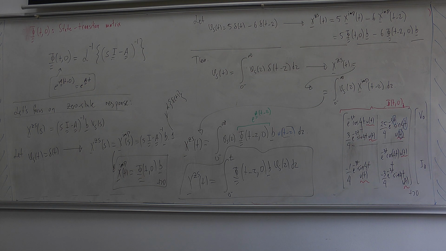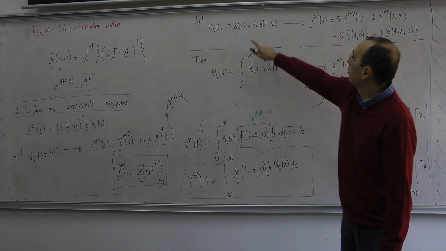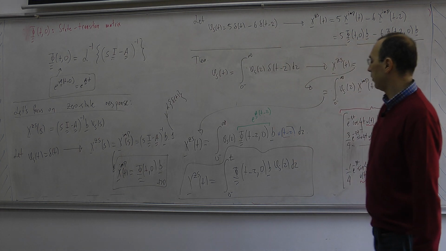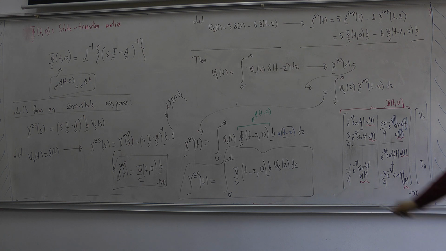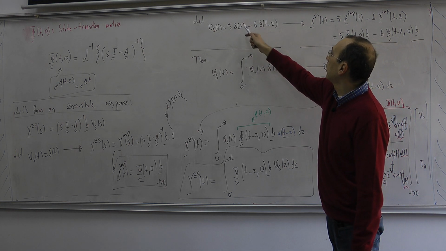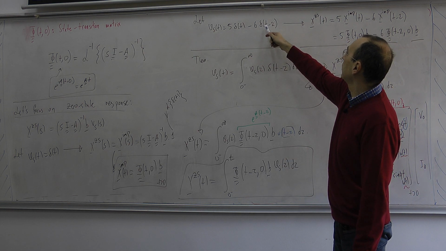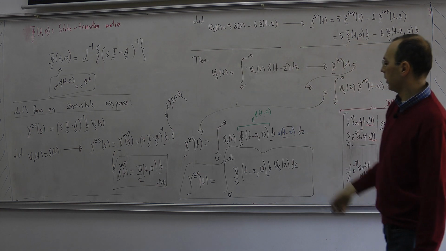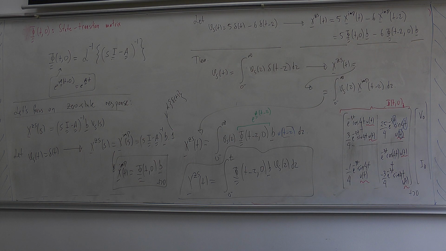Of course, if my input is composed of such a thing, 5 delta t, and so on. So this will be 5 delta tau minus 6 delta t minus 2. Okay? Then you get this.